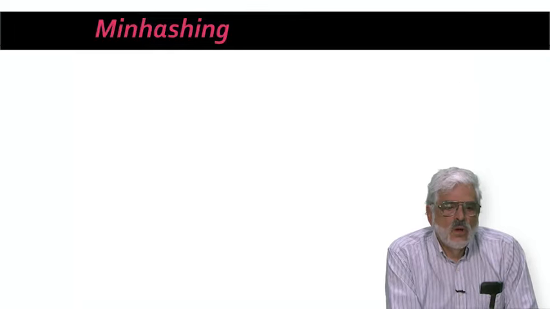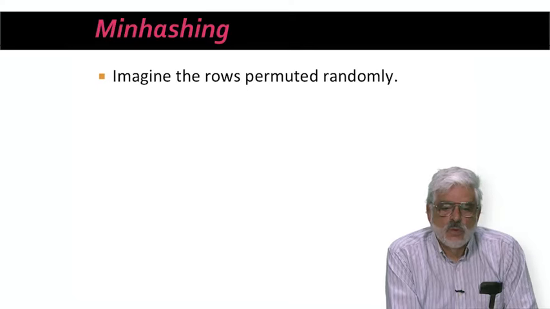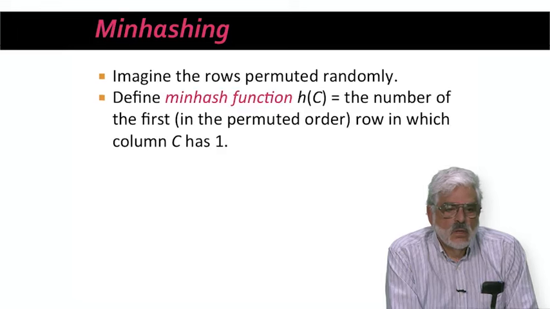We're now going to define minhashing. Each Minhashing hash function is associated with a permutation of the rows of the matrix. We don't physically permute the rows. That would take much too much time. We just imagine that the rows are permuted. The definition of the min-hash function h associated with a permutation is that h of a column C is the number of the first row in the permuted order in which that column has 1.